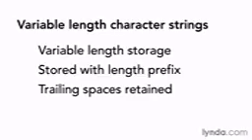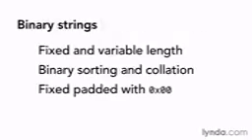Variable-length strings are used where you cannot predict the exact length of strings, but you still want to conserve storage space. Trailing spaces are not stripped from variable-length strings. Binary strings are available in both fixed and variable length varieties. They are not treated as text and have no character set, and collation is according to binary value. Fixed length binary strings are padded with zeros.